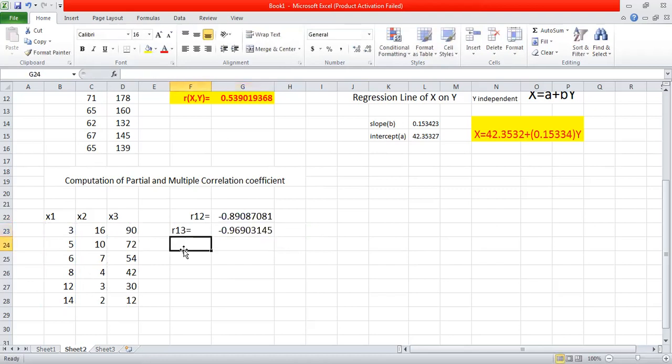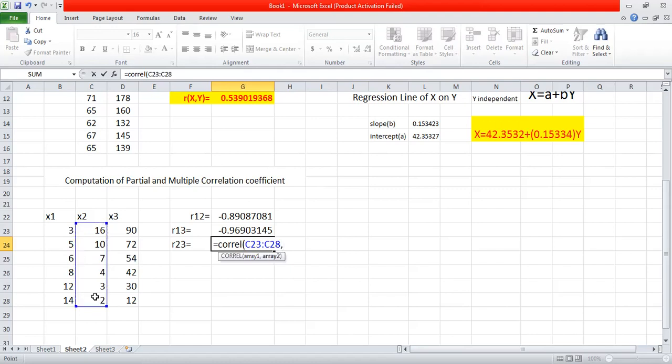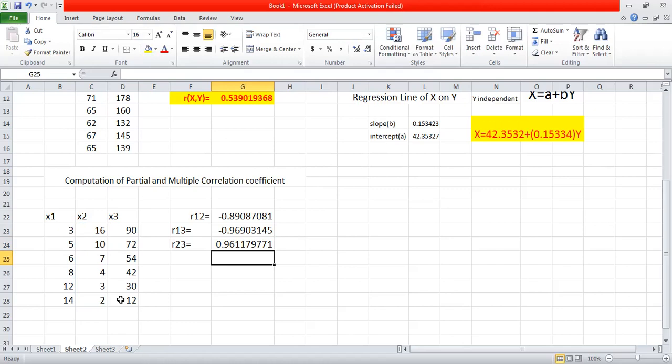we get this value. Next R23, that is equals CORREL of 2 and 3. So x2 comma, select the x3 values. We get the three correlation coefficients, that is R12, R13 and R23 values. After getting R12, R13 and R23, you have to calculate the partial and multiple correlation coefficients.